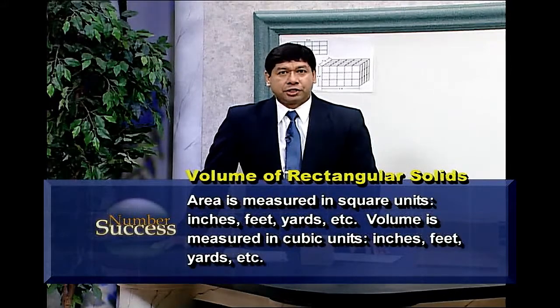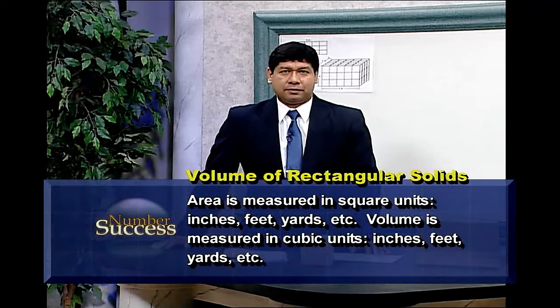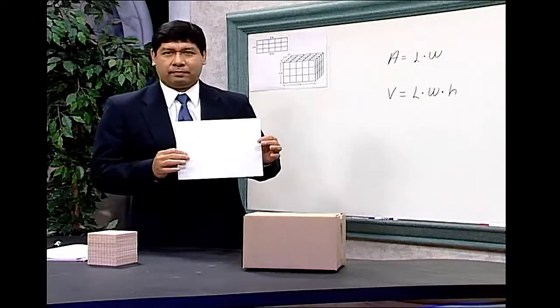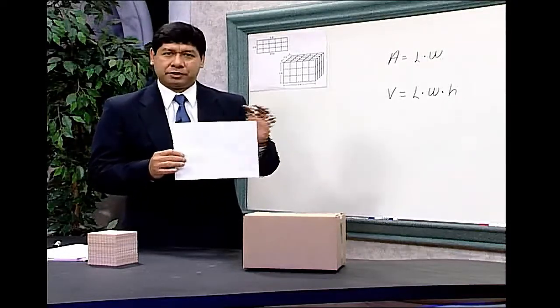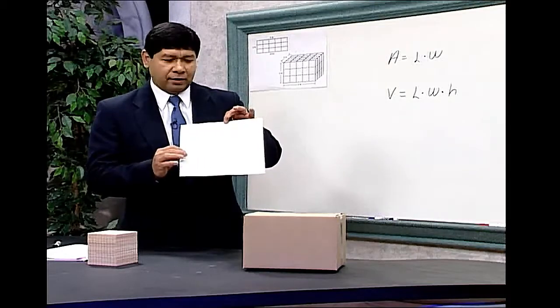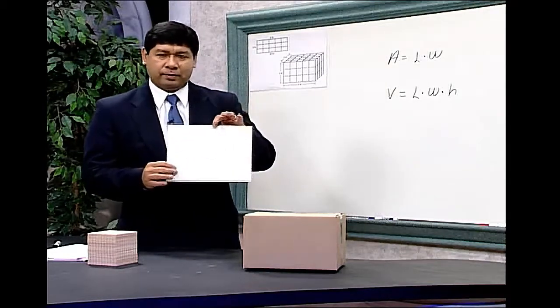Area is measured in square units, such as inches, feet, yards, etc. Volume is measured in cubic units, such as inches, feet, yards, etc. Okay, this represents area. Now, area is measured in two dimensions, length and width. And this is what the sheet of paper represents, length and width. So when you see this, think of area.